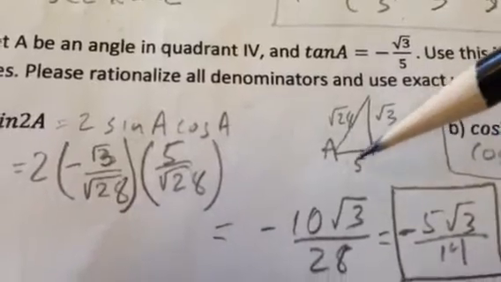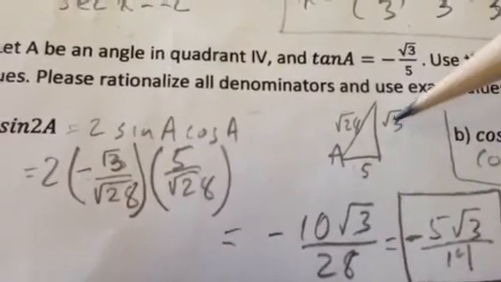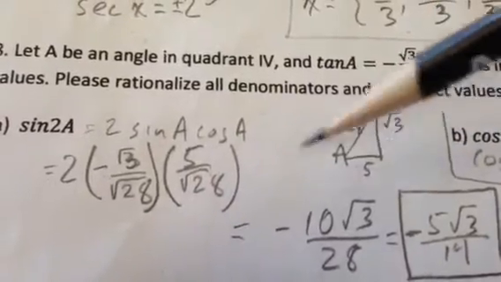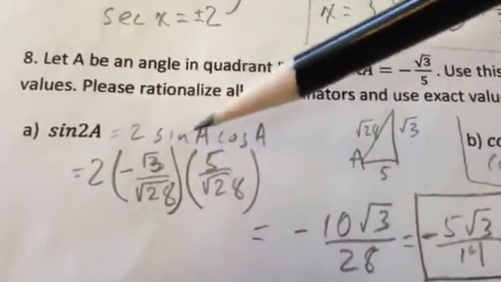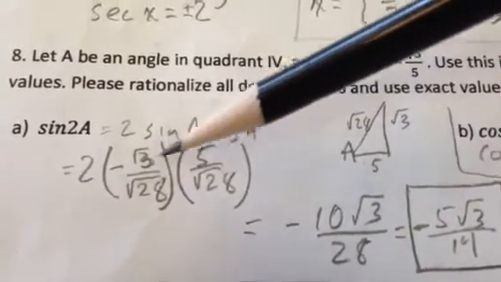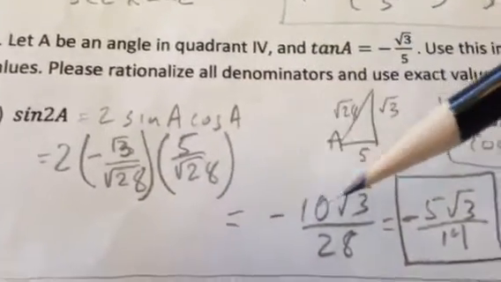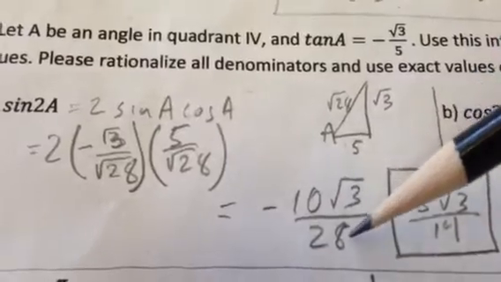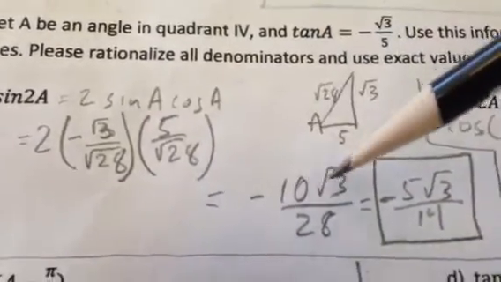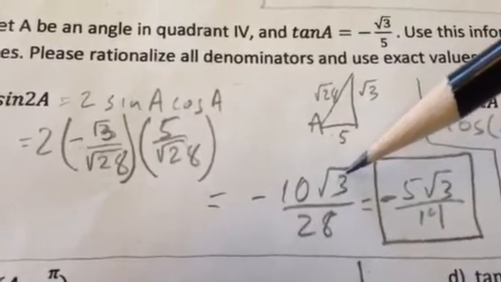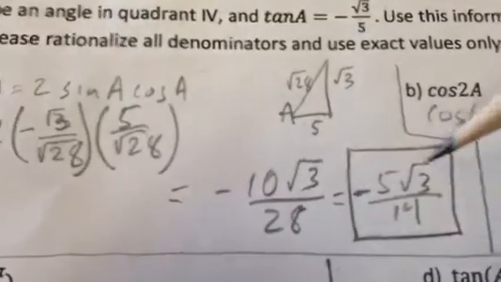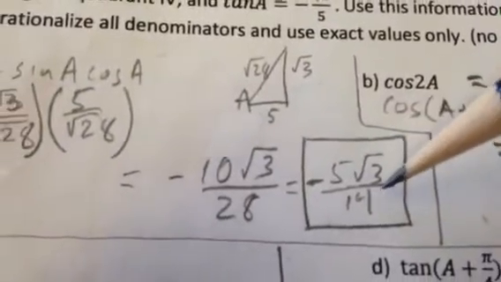So where we were right here, we were setting up this right triangle based on the information given to us. We got 5 on one side, root 3 on the opposite side, and the hypotenuse is root 28. When I plug in the sine and the cosine into my double angle formula, 2 sine cosine, those fractions just get multiplied out to give you negative 10 root 3 over 28. 2 times 5, negative root 3 on top. So negative 10 root 3 on the top, and root 28 times root 28 is just 28. So that reduces down to negative 5 root 3 over 14.